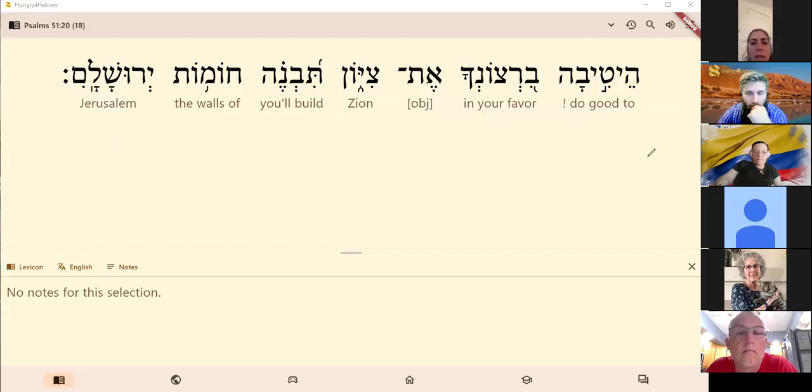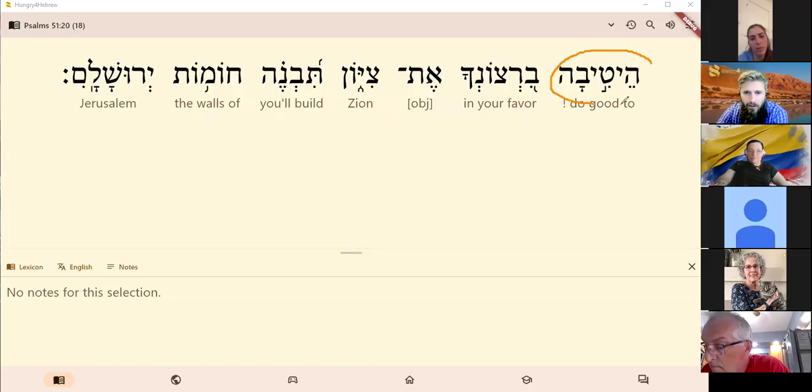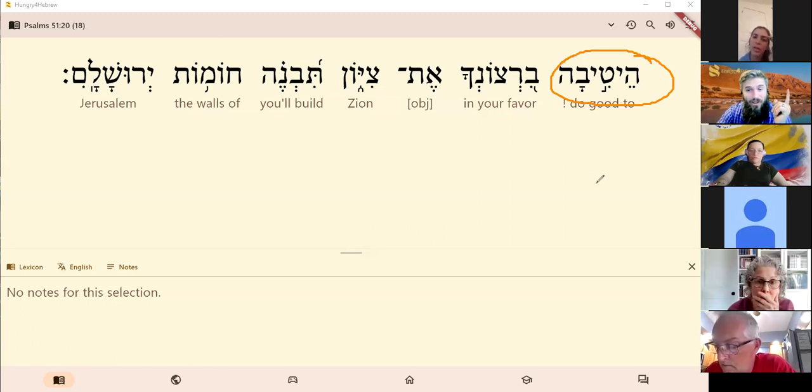Good. This is also a very well-known verse, and it shows up again in the liturgical service of a synagogue. Hetiva birtzoncha et Zion tivnei chomot Yerushalayim. What is the root of Hetiva? Anyone? Tov. Yatov. Close. It's not properly Tov. What is it? Yatov.